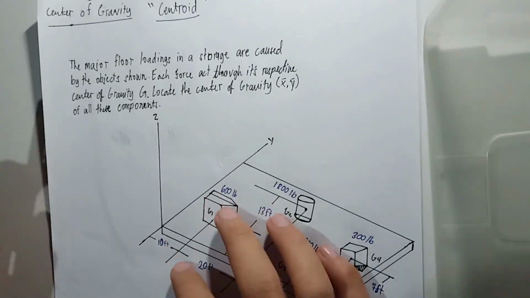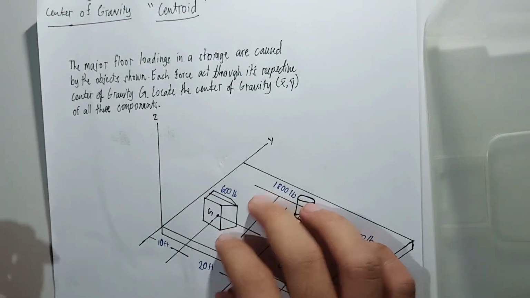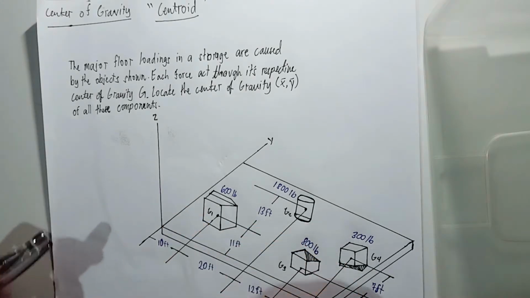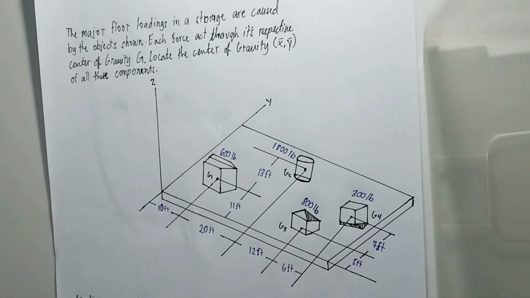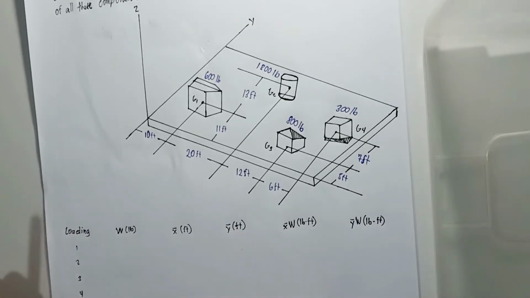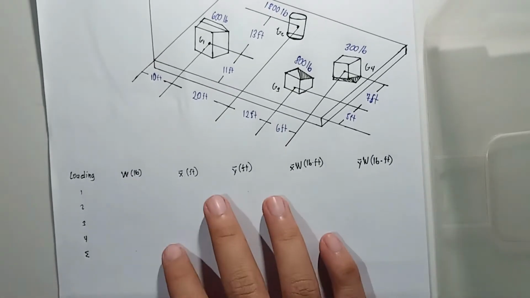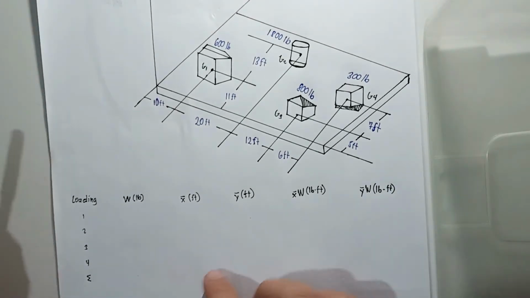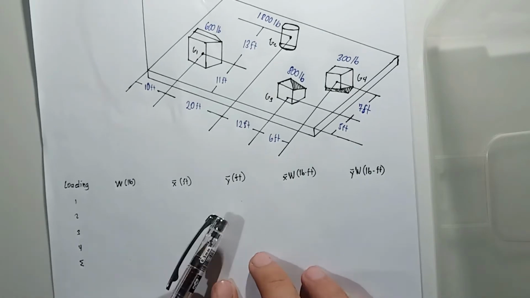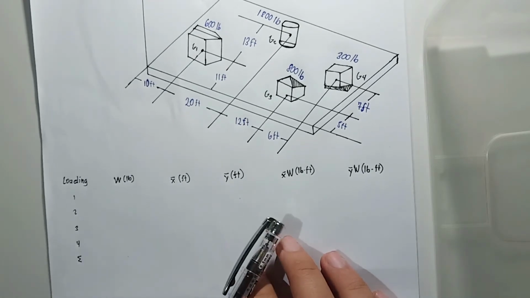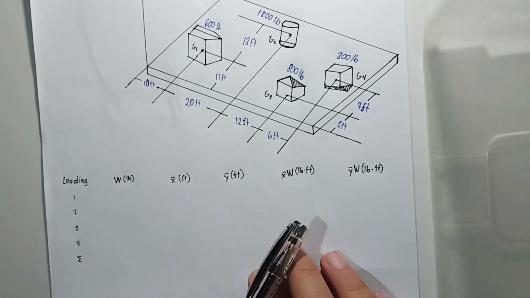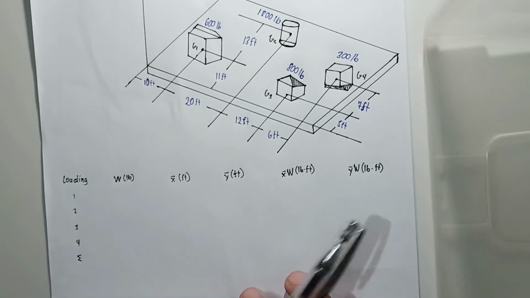First question. The major floor loadings in storage are caused by the object shown. Each force acts through its respective center of gravity, G. Locate the center of gravity, X bar, Y bar, of all these components. By doing this, let's first determine the weight, the X bar and the Y bar in feet, and the X bar times weight and the Y bar times weight.